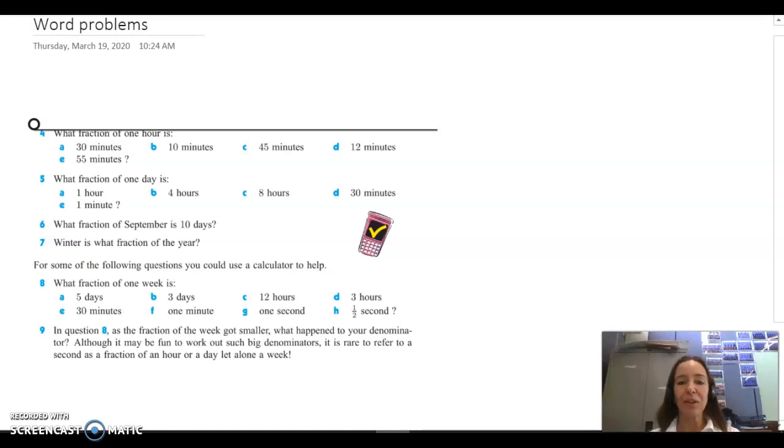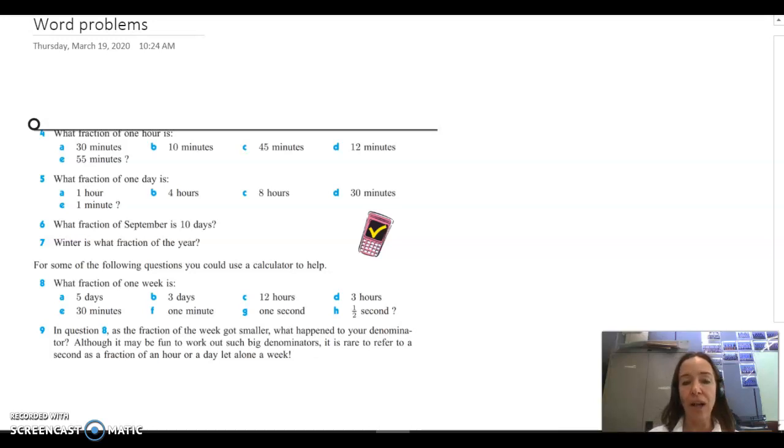Today we're going to be going over our work that we were doing in class today. We were looking at fractions of different items. So question 4, what fraction of 1 hour is 30 minutes? Now we always need to use the same units.